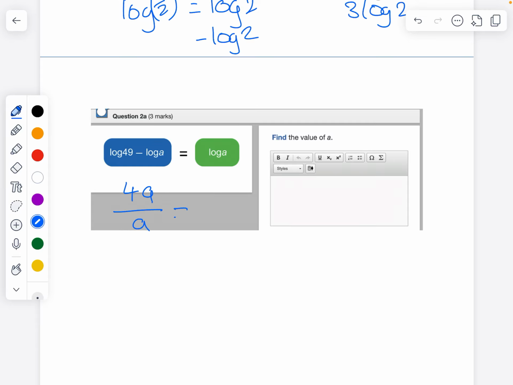Right, so we know division, so that means 49 divided by A is going to give us A, not log A, obviously, because I took the log out. It's going to give us A because we know this means division, and I've just taken the logs away. So if we times both sides, it's going to be A squared.